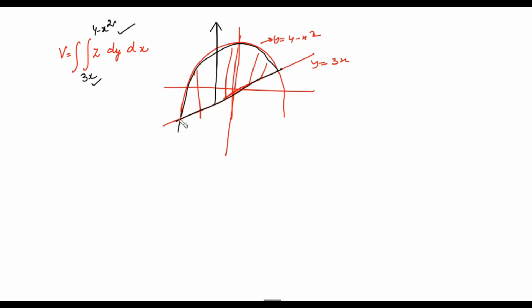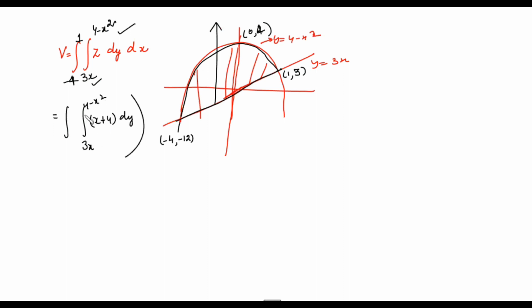Now here the value of x is minus 4 and here the value of x is 1, right? So the minimum value of x is minus 4 and max value of x is 1. So the limits for x will be minus 4 to 1. So now you substitute the value of z over here. This is x plus 4.